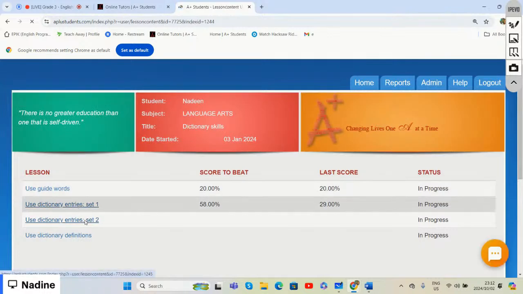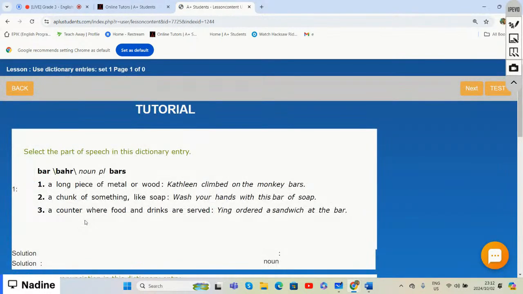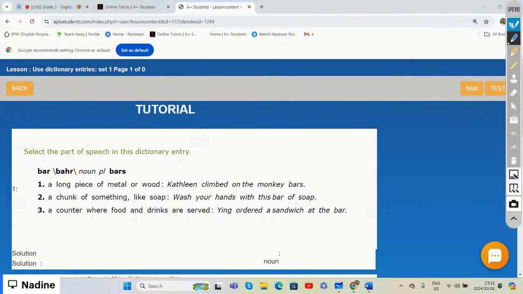All right, let's quickly go to set one. We are going to continue with looking at different words as well as their meaning. If you look at this example in front of us, this is how a dictionary entry looks.